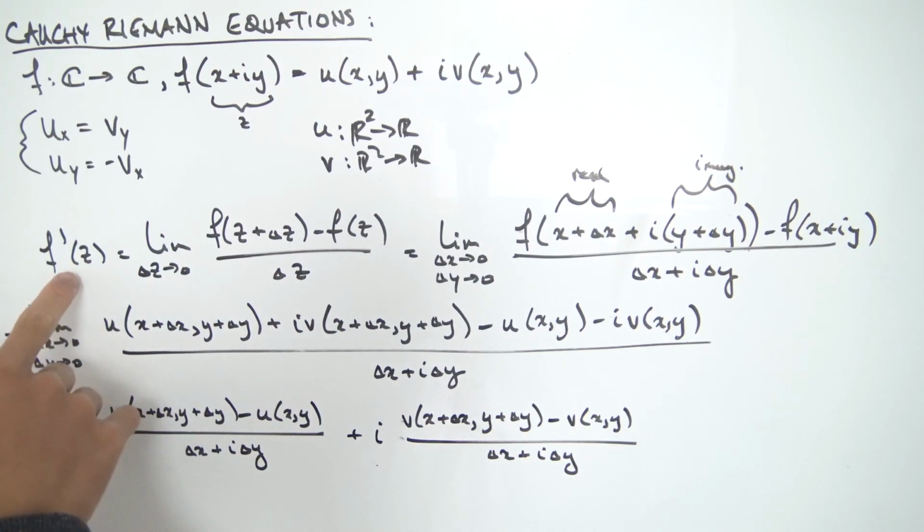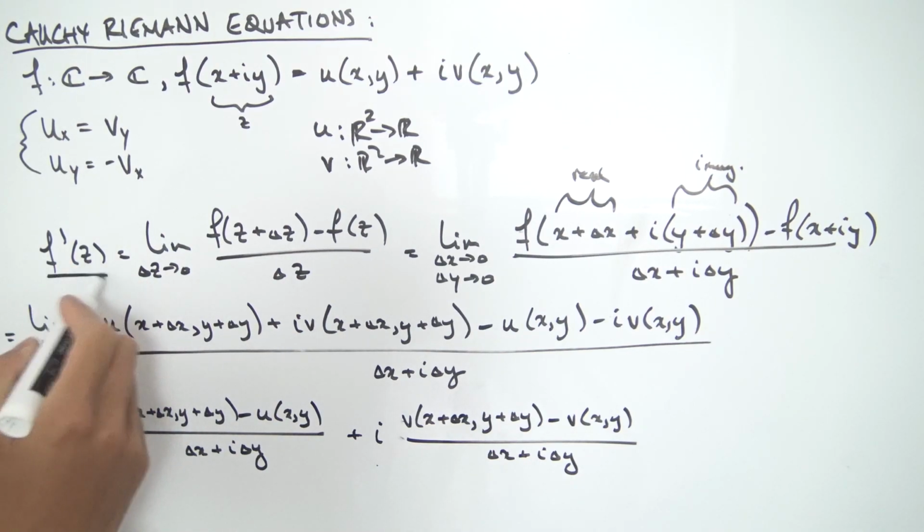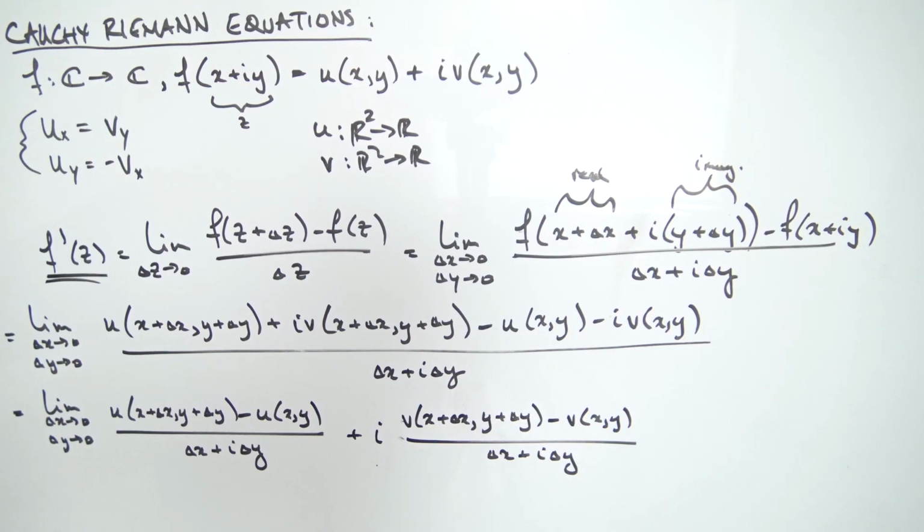And remember, all this stuff is still equal to our f prime of z that we started off with. And now let's assume that these limits exist. If these limits exist, then obviously our f prime of z must exist as well. And notice one thing, we have the limit as delta x approaches 0 and delta y approaches 0. We don't really want them to approach 0 together because that would be a little bit tricky to deal with. Let's see what happens as we take one to approach 0 first and then the other.